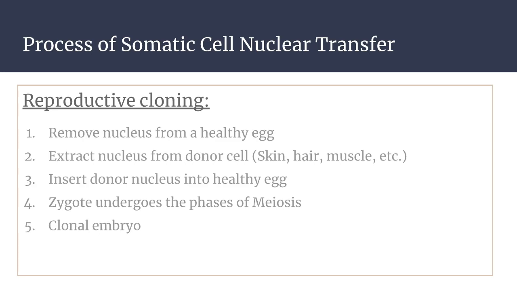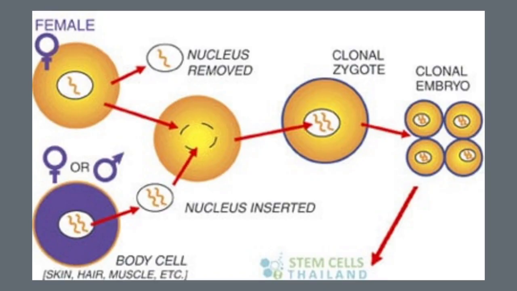In my next slide here, I just have an image that kind of explains or visually interprets that process. So on the left-hand side, you can see that you have a female egg, and then you have a body cell of the donor cell, in which both of those, the nucleus, are removed. And then you would take the nucleus from the donor cell and insert it into the egg, and then you would have your clonal zygote, which would then be your clonal embryo.